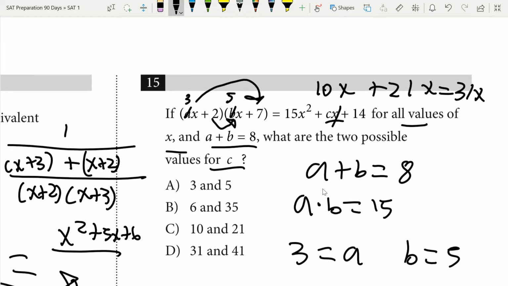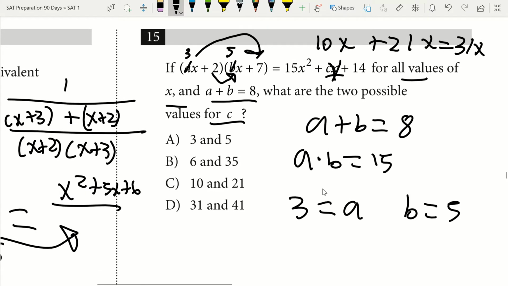We get rid of our x because we're just asked to solve for C. Possible answer there is 31. Only one with 31 is D. Okay, so my answer for 15 then has to be answer choice D.